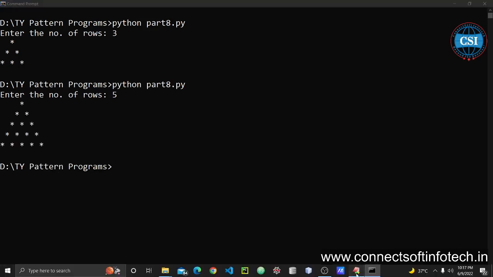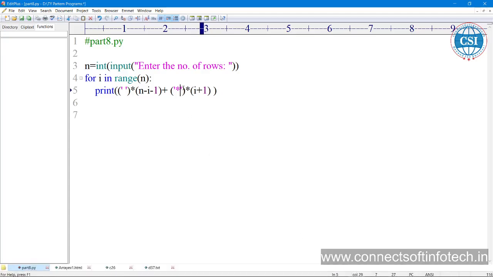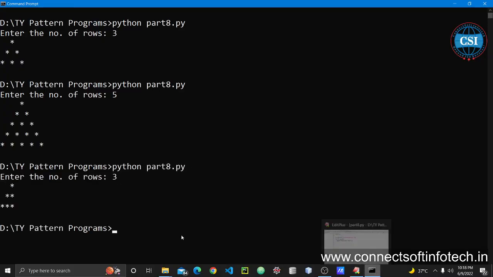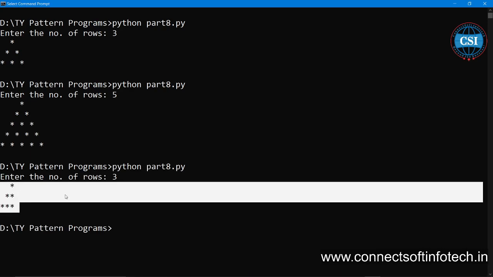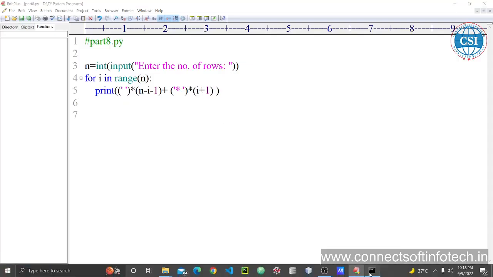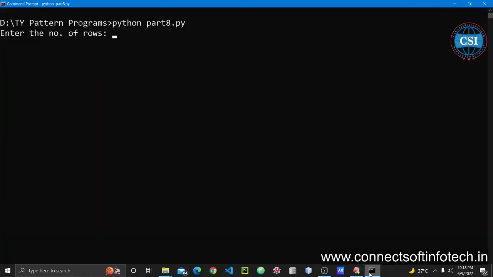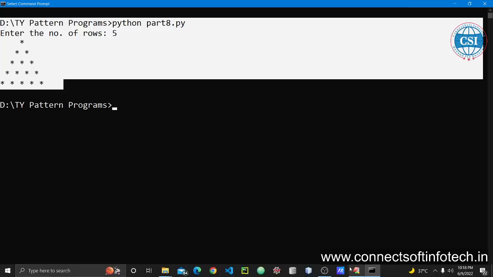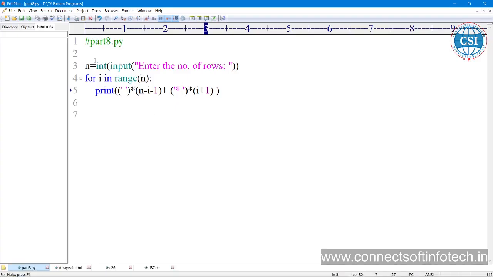Suppose if you remove this space, we are not getting the perfect output. Let us check here, 3. Yes, such type of output you are getting here. So that's why this space is very required, for how many number of times we require to print that pattern. Yes, this is a perfect pyramid. This is the first program.